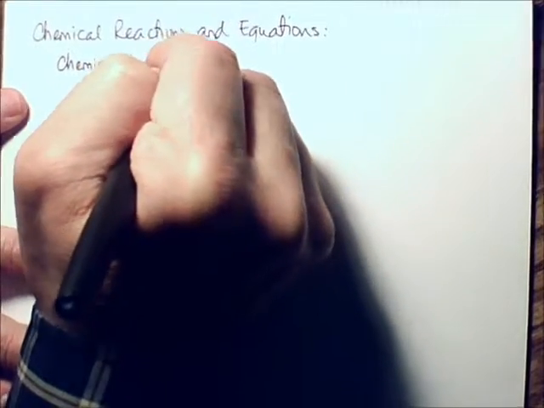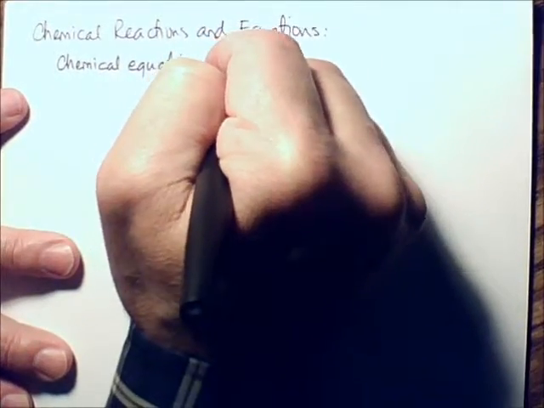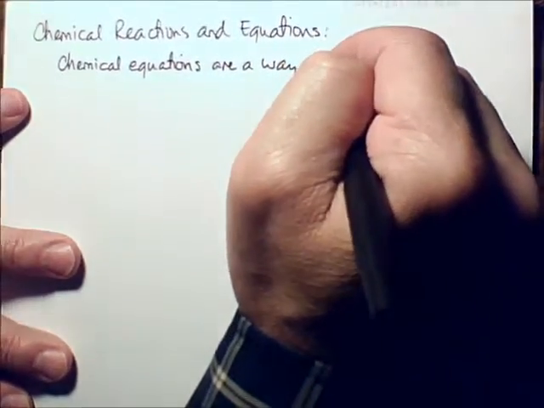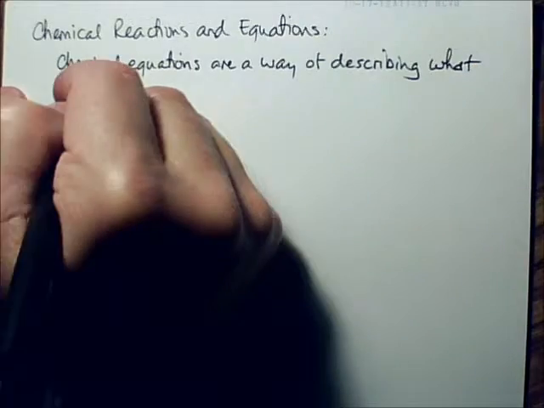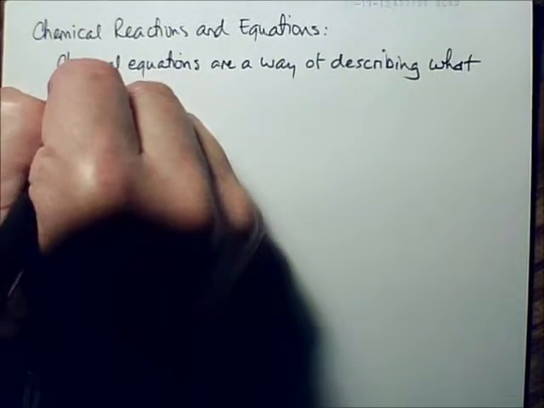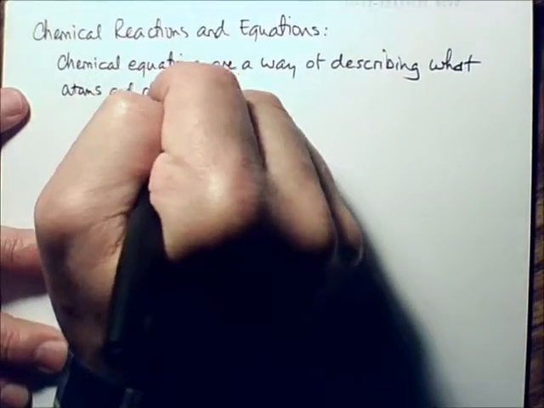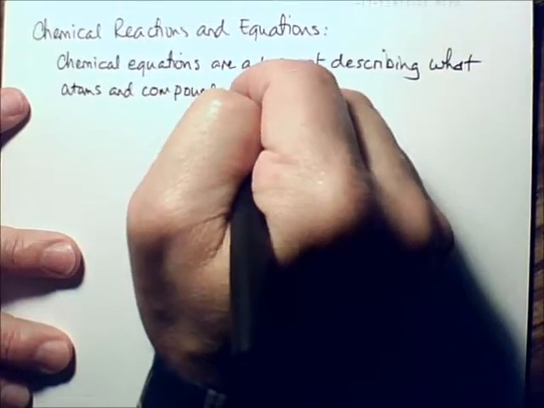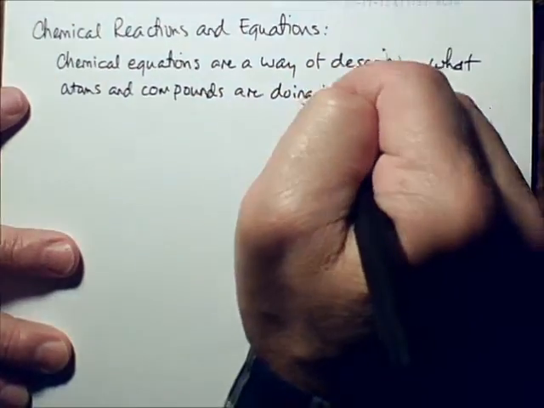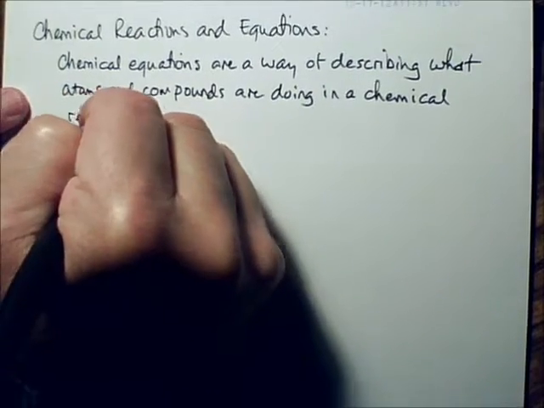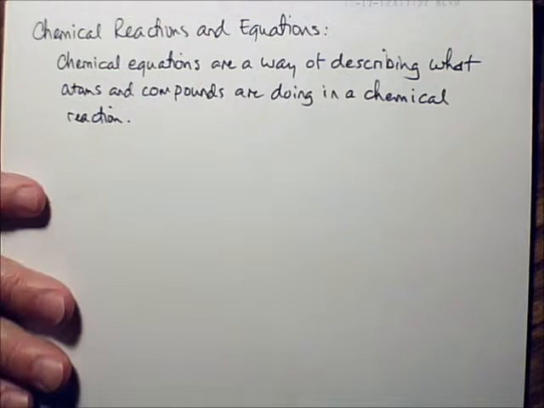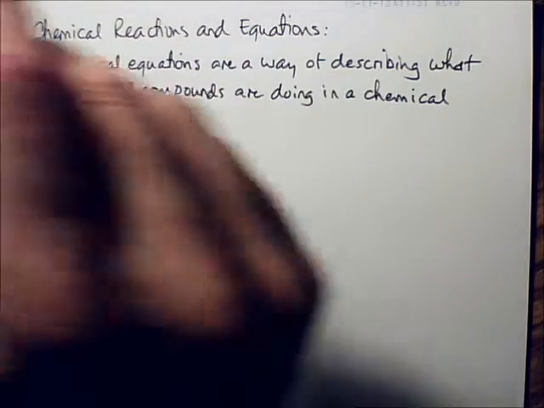Chemical equations are a way of describing what atoms and compounds are doing in a chemical reaction.